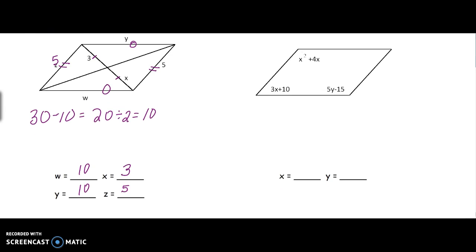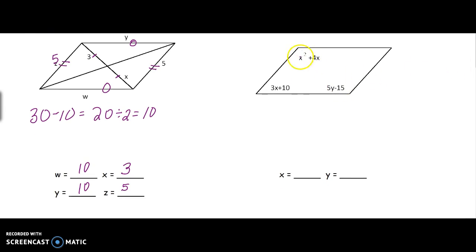For problem number 2, here we have 2 or 3 angles of our parallelogram. Since we're only dealing with angles, we can only say opposite angles are congruent and consecutive angles are supplementary. If we look at the opposite angles, the top left has x's, the bottom right has y's. We can't really do anything with that yet. So if we look here, your 2 consecutive angles, x squared plus 4x and 3x plus 10, only deal with x's. These are consecutive angles, so we know they're supplementary.